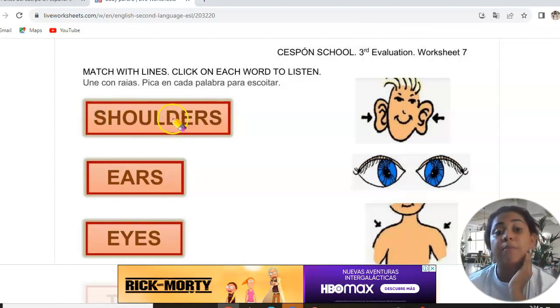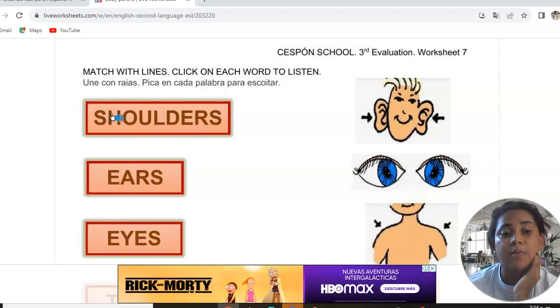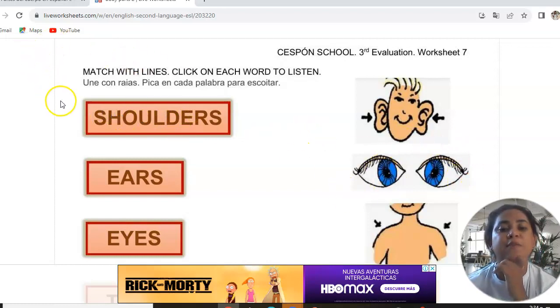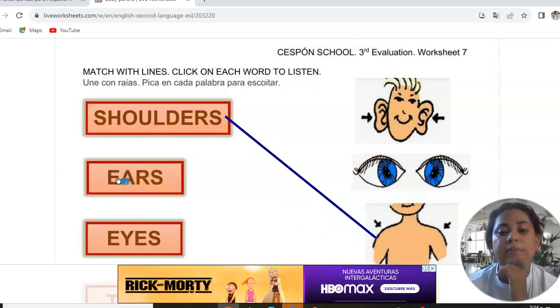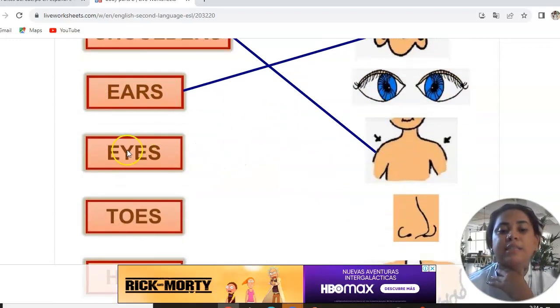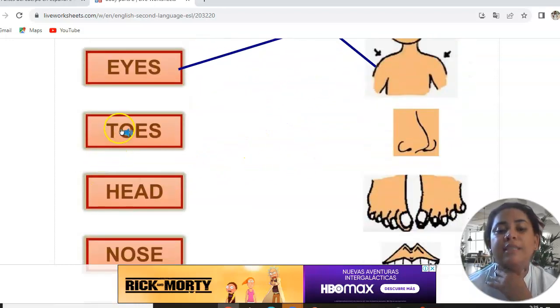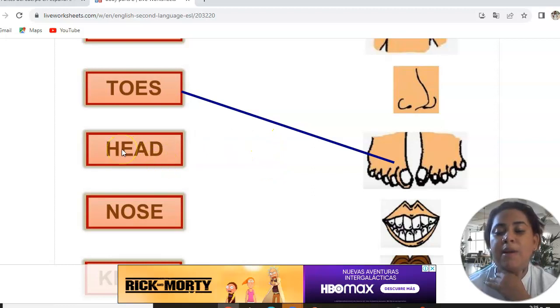Shoulders. Very good. What are the shoulders from there we can use? Yes, this one. Very good, Jose. Now, listen. Ears. Very good. What are the ears from here? Yes, this one, Annabelle. Very good. Listen. Eyes. What are the eyes there? Yes, this one. Very good. Listen. Toes. What are the toes? Yes, very good, Maria.